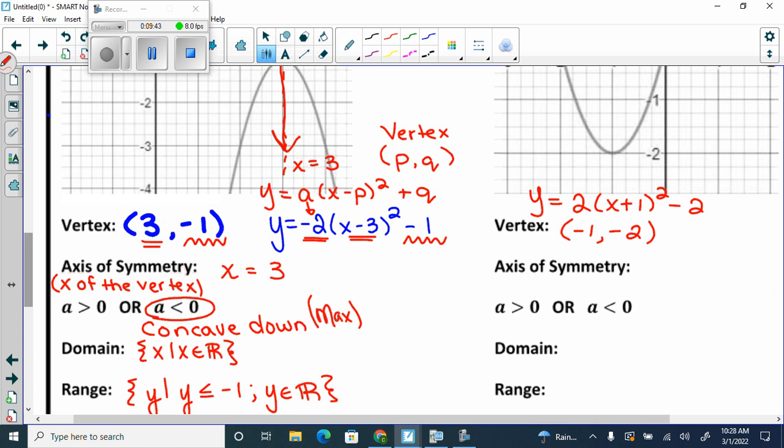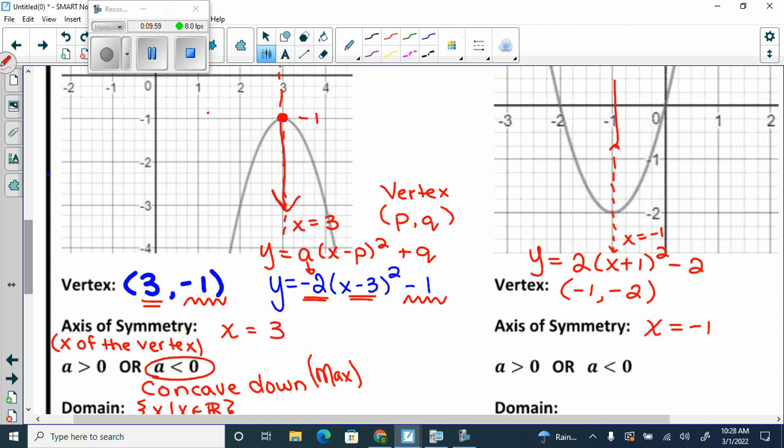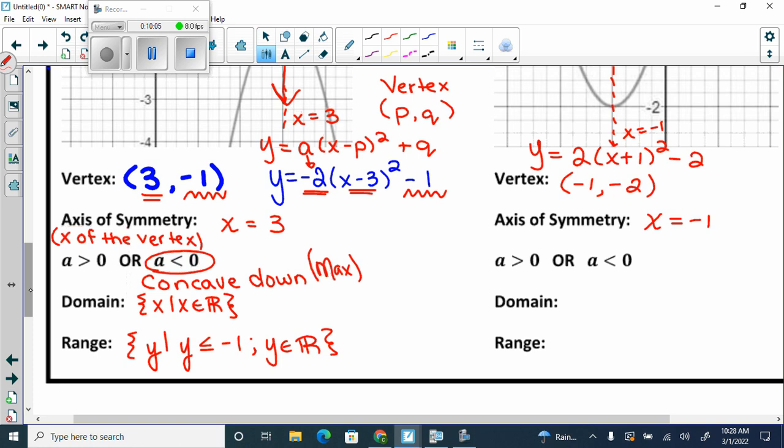Now my axis of symmetry is the x of the vertex. So it's x equals what? -1. And we know we're right because this is actually x equals -1 on the graph. We scroll up a little bit. See? That's the equation of my axis of symmetry. It's the line that would cut the graph in half, the line that if you folded it, you'd have the same on one side as on the other.